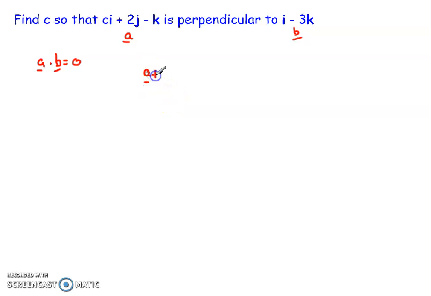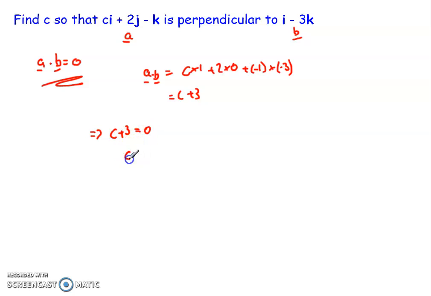So for this one, if I do a dot b, I would get c times 1 plus 2 times 0 plus -1 times -3. So in this case, I would end up getting c + 3. Now I can use this property here. So therefore, c + 3 has to equal 0, and for this to be the case, c is equal to -3. So there you go. That's the value of c so that those two vectors are perpendicular.